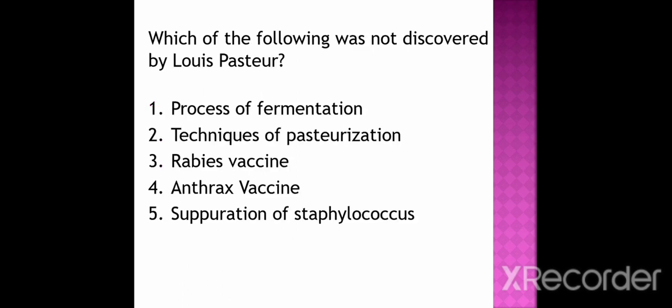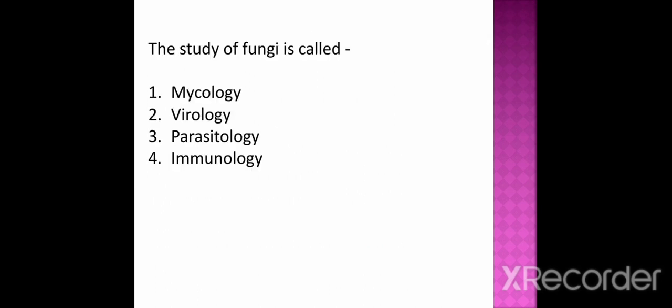Which of the following was not discovered by Louis Pasteur? Option 1, process of fermentation. Option 2, technique of pasteurization. Option 3, rabies vaccine. Option 4, anthrax vaccine. And option 5 is suppuration of staphylococcus. The correct answer is suppuration of staphylococcus. The process of fermentation, pasteurization technique, rabies vaccine and anthrax vaccine were all discovered by Louis Pasteur. So the correct answer here will be option 5.